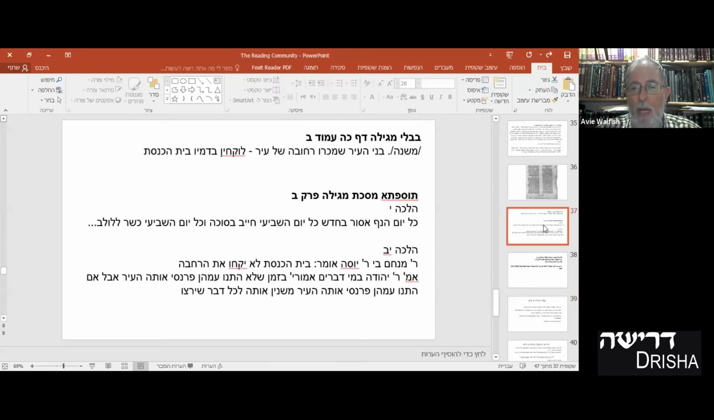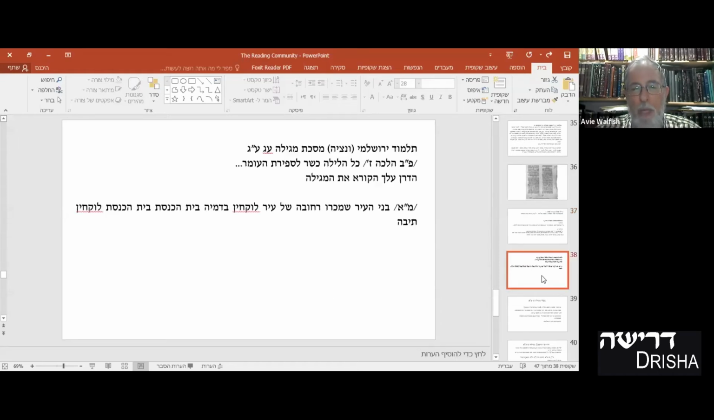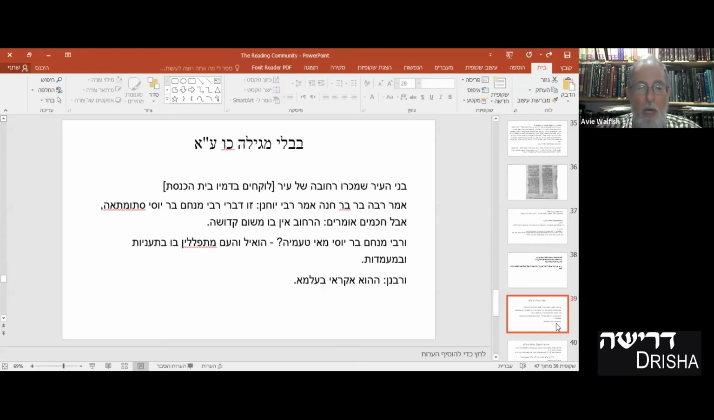By the way, he was mentioned back here in the Tosefta, right? Rabbi Menachem bar Rabbi Yossi Omer Beit Knesset lo yikchu et harechava. So the Talmud picked up on that and said, oh, he's the one who thinks that a town square has sanctity. Aval Chachamim Omrim, says Rabba bar bar Chana, harechov ein bo mishum kedusha. No, the town square has no sanctity.